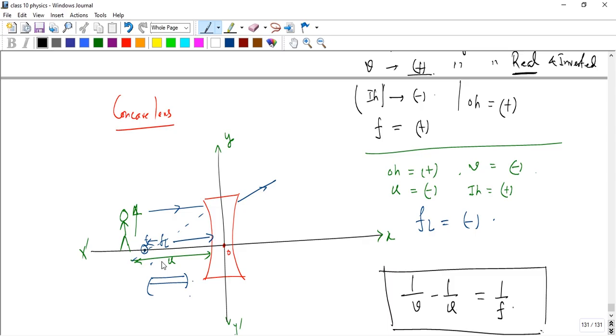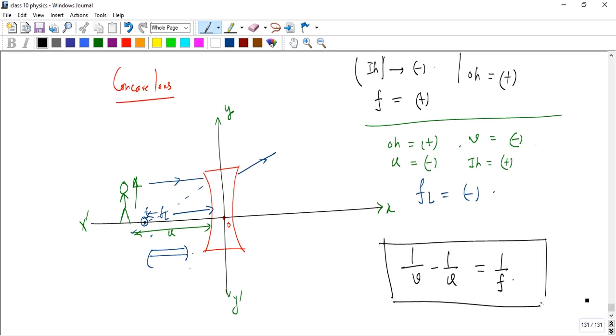Clear the concept, and that is the basic formula. The derivation of this lens formula is not included in our Class 10 ICSE Physics syllabus, so we ignore it. In both cases we found that 1 by v minus 1 by u equals 1 by f. Is that clear?